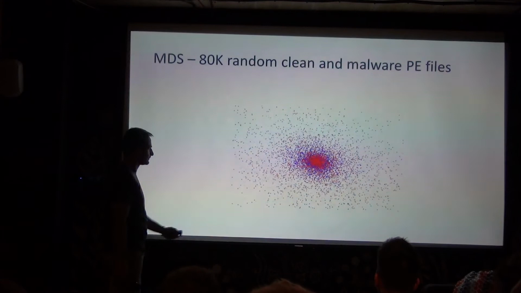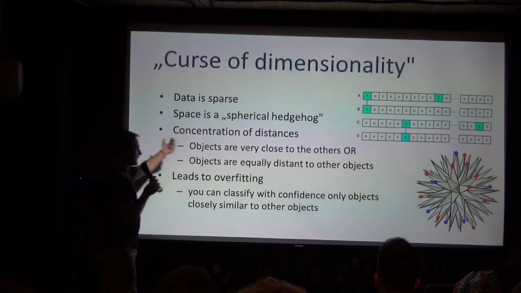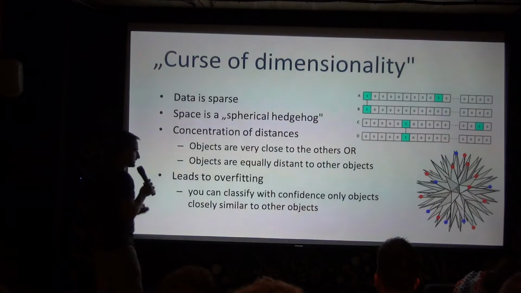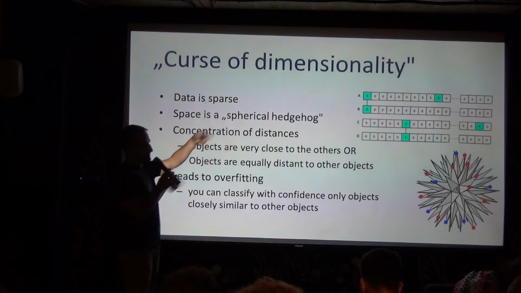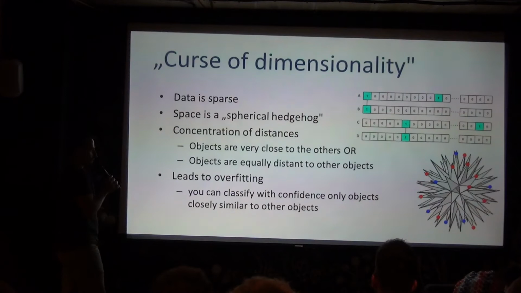Yeah. So that's the curse of dimensionality. With such kinds of sets, data is sparse, and the space becomes like a spherical hedgehog, which has a few features. First, objects are very close to the others, or at a distance with equal dissimilarity. The reason is that if you represent each sample as a vector, where one is an existing feature and zero is a non-existing one, usually they are full of zeros. So they are equally dissimilar to each other. And it leads to overfitting, so that with confidence you can classify only samples which are pretty similar.